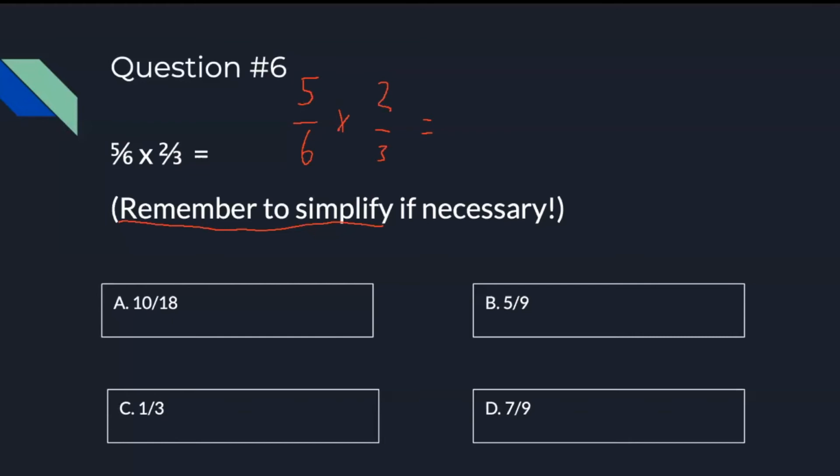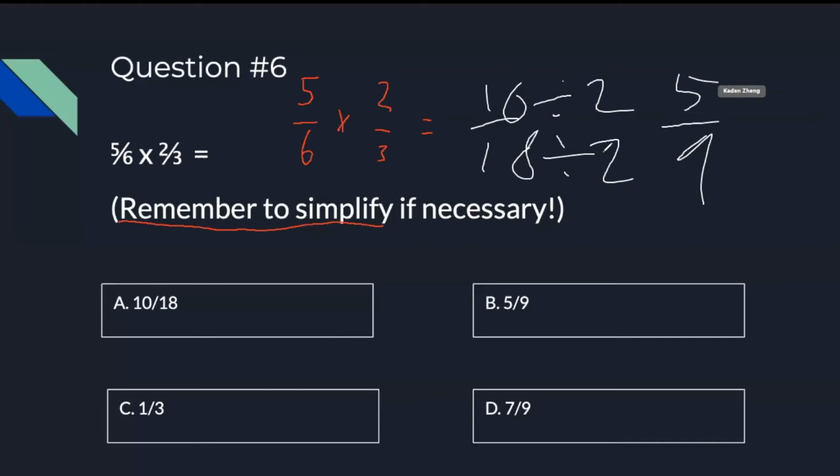Okay, so multiplying fractions, right? Kaden, do you want to explain how you did this one, multiplying fractions? First, I wrote this thing, then 6 times 3 was 18, then 5 times 2 was 10, then I divided it by 2. Then I wrote 9, then 5 on top.